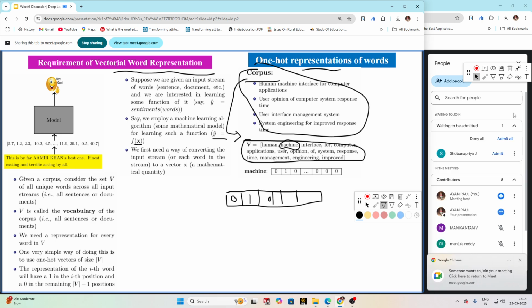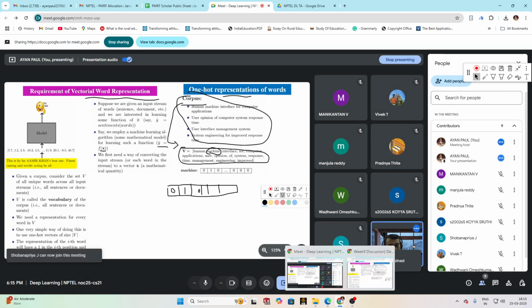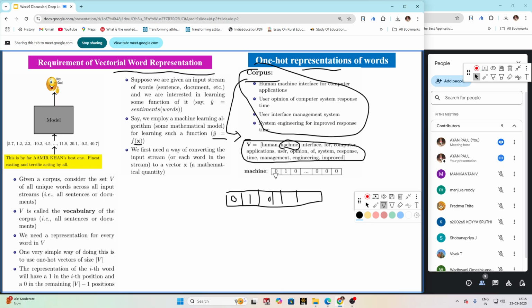So that is one hot encoding: in the position where the word is present, we encode 1, and in all other positions we encode 0. By this we can convert our sentences or words into a vectorial representation. So this is known as the one hot representation of words.